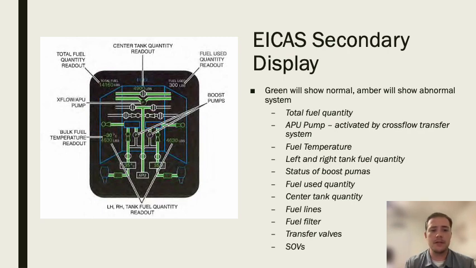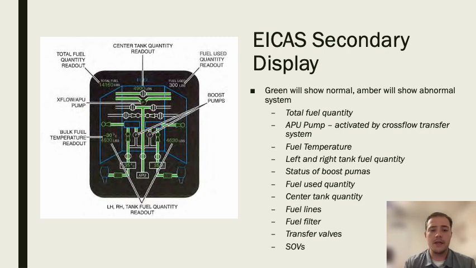Some of the things that we can see on here are total fuel quantity. We're going to see the APU pump, whether it's activated by the cross flow transfer system, and we can see whether that pump is active or not. We're also going to see fuel temperature in each of the various tanks. We're going to see the left and right tank fuel quantity, which we can see to the left and right just there. We're going to see the status of the boost pumps, so whether those are active or not. Fuel use quantity, so how much fuel has been used throughout the flight since the aircraft's been on.